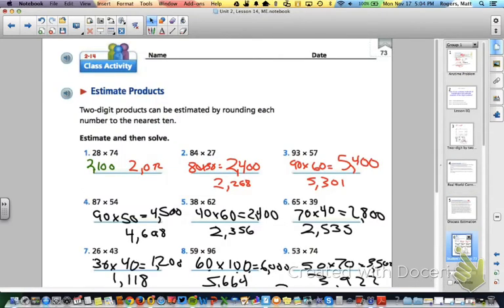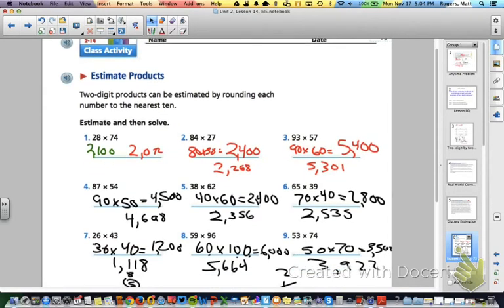In the next set of problems, we took our information and broke it down into two different problems. For the most part, we have the rounded estimate on top and then our exact answer on bottom. So for instance, in question number 1, 28 times 74, in green I have an estimated product of 2,100. I get that from estimating the amount. 28 I would round up to 30, and 74 I would round down to 70.